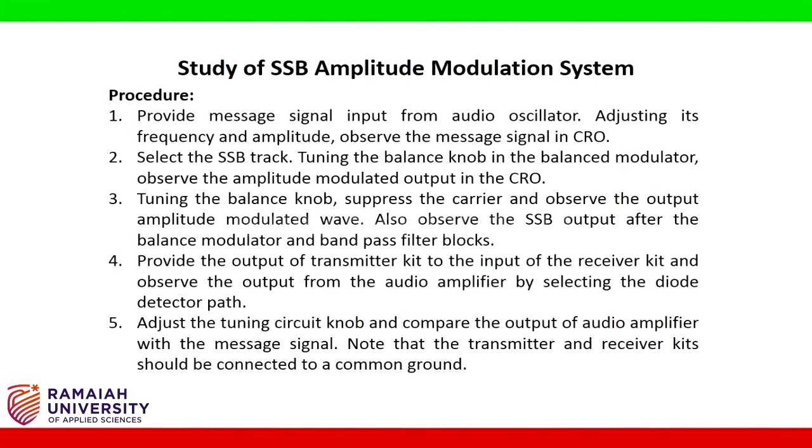Provide the output of transmitter kit to the input of the receiver kit and observe the output from the audio amplifier by selecting the diode detector path. Adjust the tuning circuit knob and compare the output of audio amplifier with the message signal. Note that the transmitter and receiver kits should be connected to a common ground.